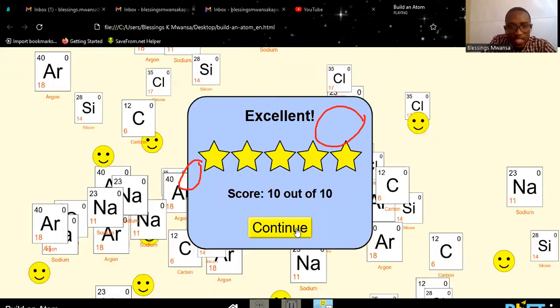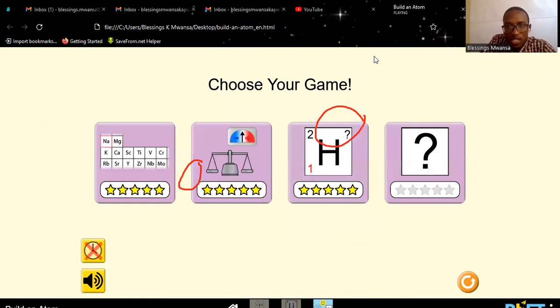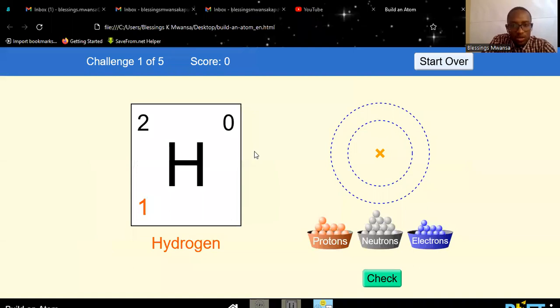Let's go for the final and ultimate challenge. We see what we can get from this one. All right, so this one will be a little bit of a challenge as it is the last one. So what are we required to do here? They've given us this nuclide, hydrogen with a mass of 2 and the proton number of 1, and they want us to build this atom.